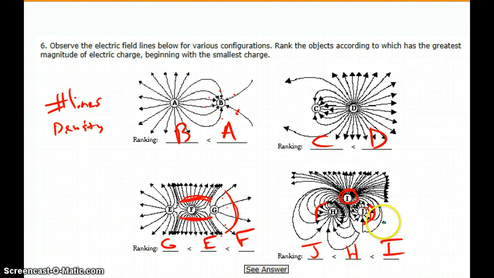So those are some of the things you can tell pretty quickly from the different patterns. You can tell which charges are positive and negative. You can tell which charges are stronger than others. You can tell where the field is strongest and where it's weakest. And that's it for this idea.